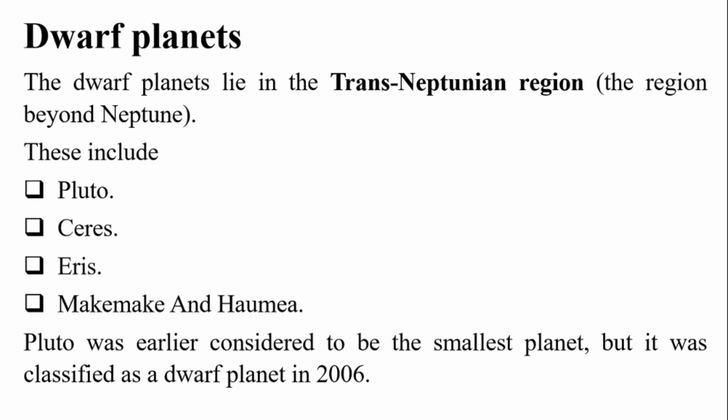In the solar system, there were 9 planets, but Pluto is not existing in the solar system now. So next is Ceres, and then Eris, Makemake, and Haumea. So these are the dwarf planets. Pluto was earlier considered to be the ninth planet, but it was classified as a dwarf planet in 2006.